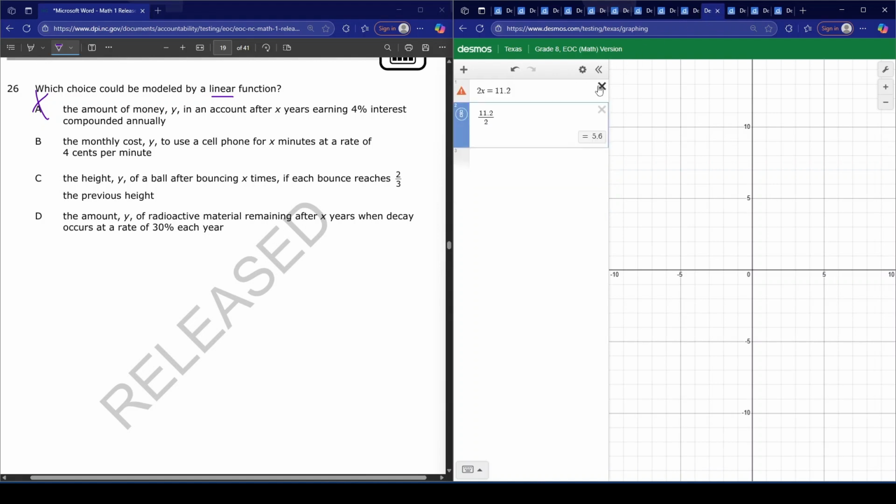Let me graph this real quick. So, maybe we have like $2 plus 0.67, 3 years. That's not a linear regression, okay? That's not a linear function, that's not linear anything, okay? Alright, let's go on to B. The monthly cost Y to use the cell phone for X minutes at a rate of 4 cents per minute.